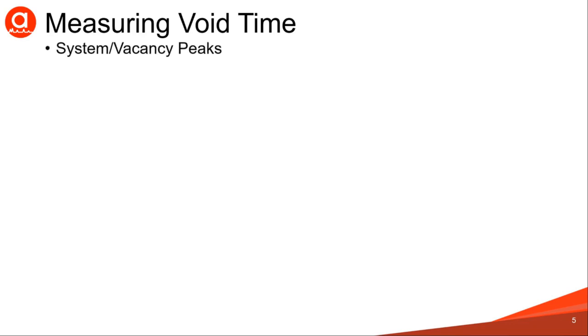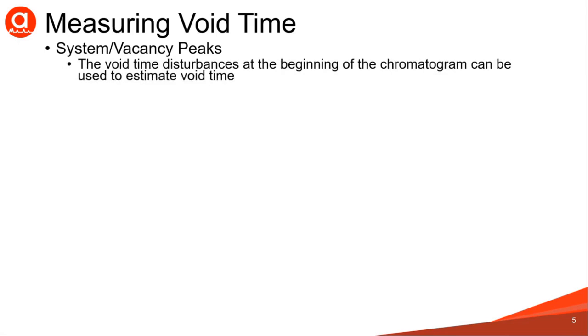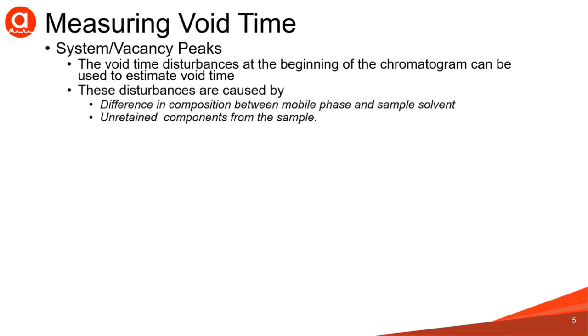If we don't know the void volume, we can estimate the void time using two different methods. One is using the system or vacancy peaks. These are those small disturbances that appear at the beginning of the chromatogram, and they can be used to estimate the void time. They are generally caused by either a difference in the composition between the mobile phase and the sample solvent, or they're caused by unretained components in the sample.